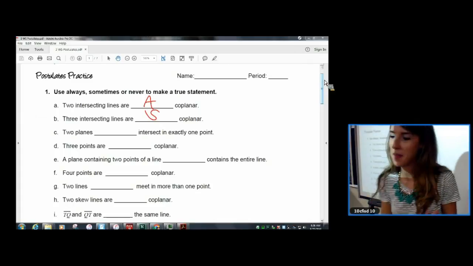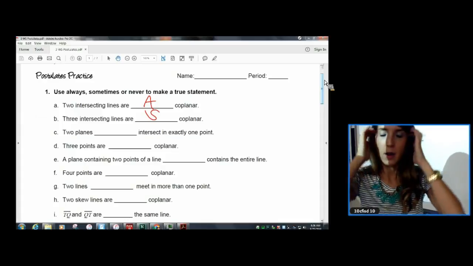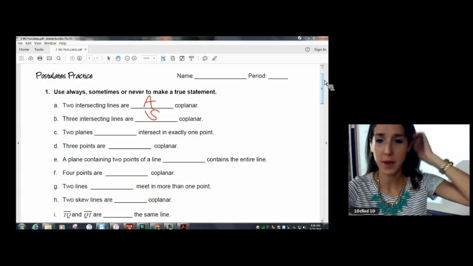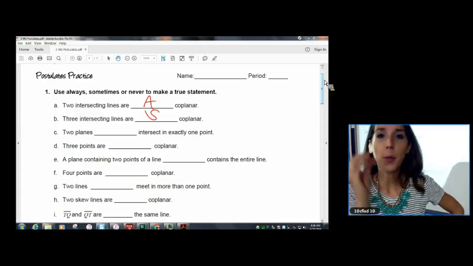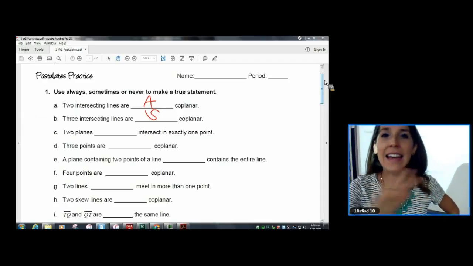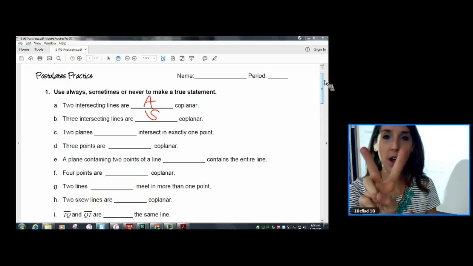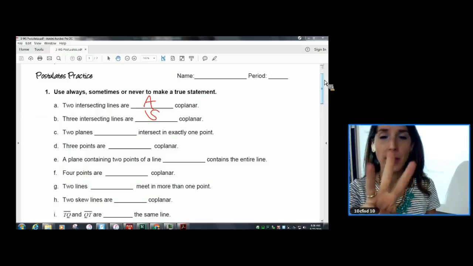That was a weird F. Sorry about that. 1F. 4 points are always, sometimes, or never coplanar. One thing I want you to walk away from yesterday with is that 3 points are always coplanar. Any 3 points are coplanar. Any 2 points are collinear. Any 3 points are coplanar.